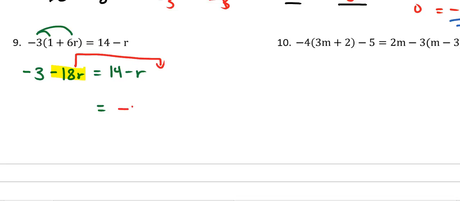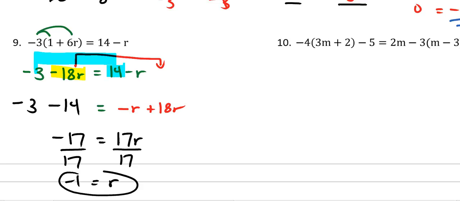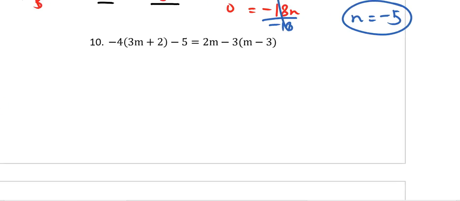So that's going to be negative r plus 18r. And then this 14 I will bring to the other side here. So that will be a negative 3 minus 14. So this will be 17r, and this will be negative 17. Divide both sides by 17, and I get r equals negative 1. Okay, let's move on to question number 10.